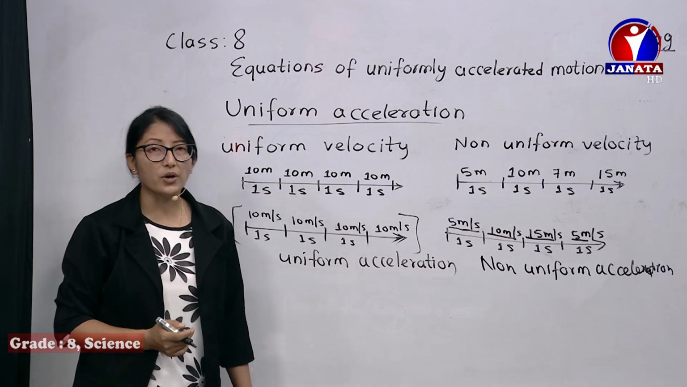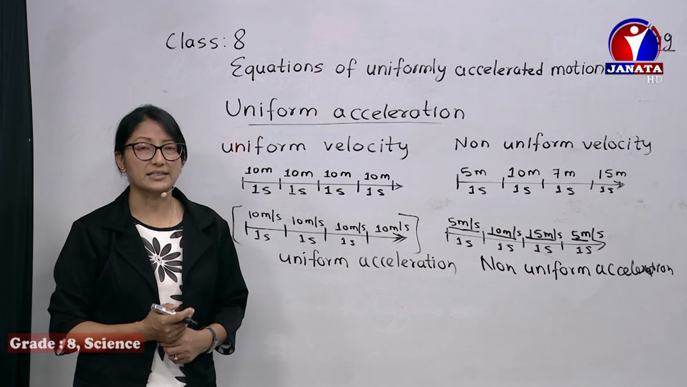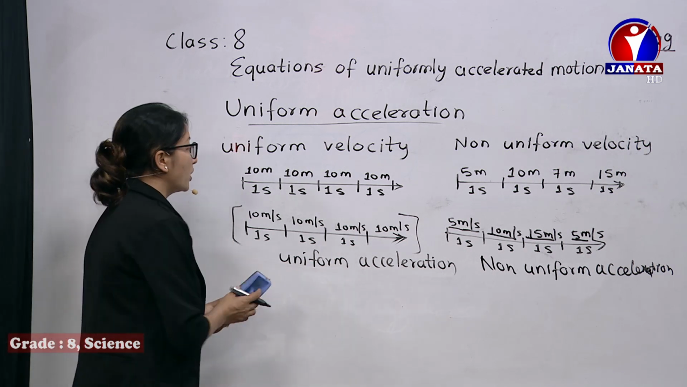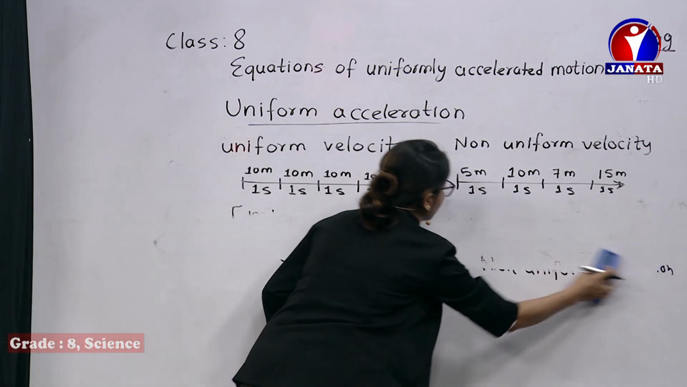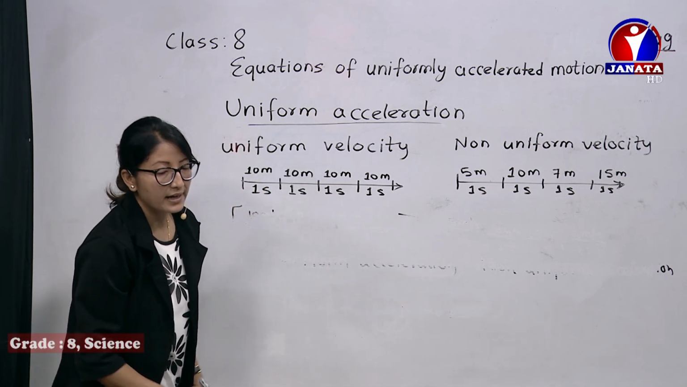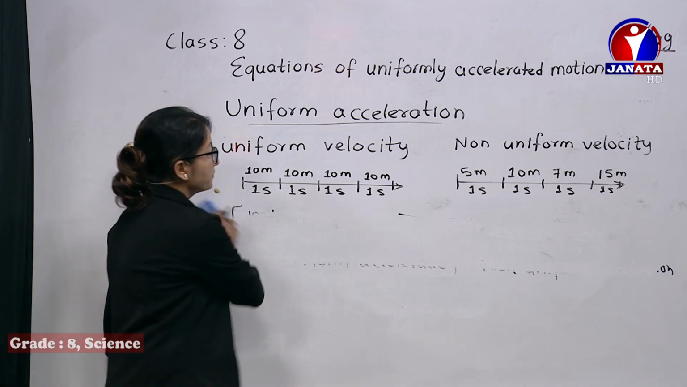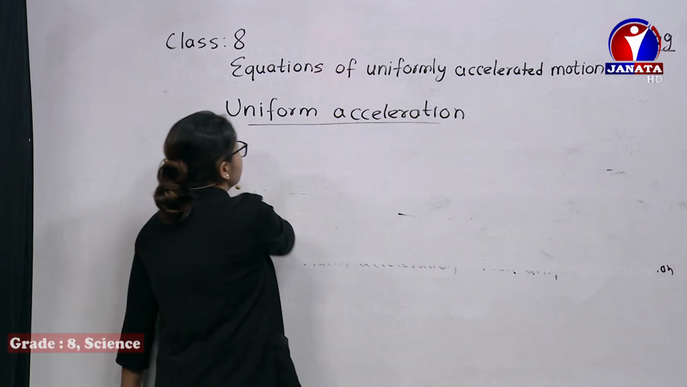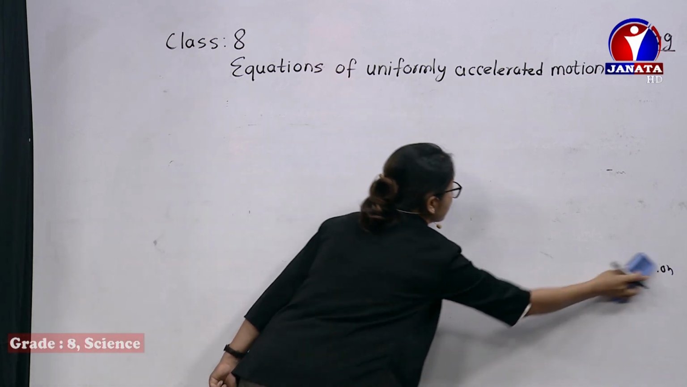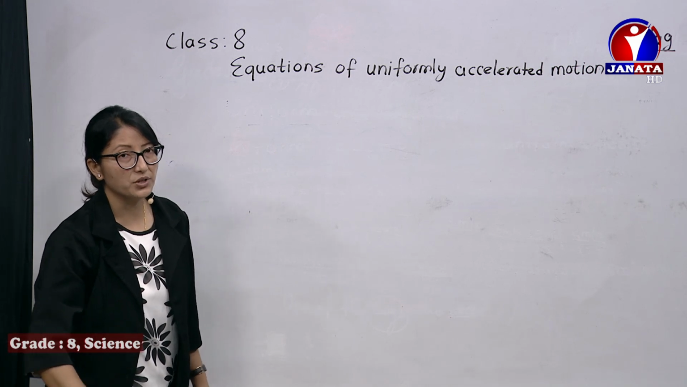So these are the types of acceleration, uniform and non-uniform. Right now we are going to derive some equations related to uniformly accelerated motion. So what are they? Let's see. I'd like to present on the screen the equations of uniformly accelerated motion. 3 equations we are going to derive here. They are presented here; you can check the screen.